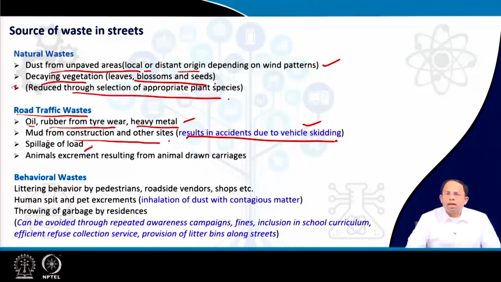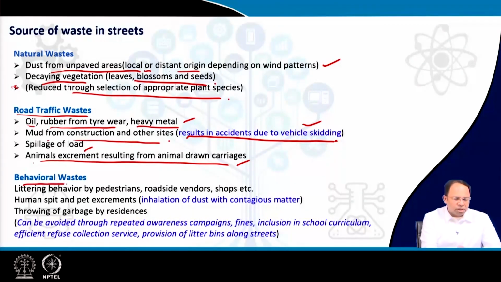Then vehicles can spill their loads. Sometimes you see vehicles which are not covered properly, they will spill, including many municipal waste management vehicles. They have a cover, but still from the gaps you will see waste spilling out from those vehicles. And finally, animal excrements resulting from animal drawn carriages. In some cities we are still using animal drawn carriages, or sometimes animals that are not supposed to roam inside our cities still do, and from their excrements also the roads get contaminated. All this garbage also originates.